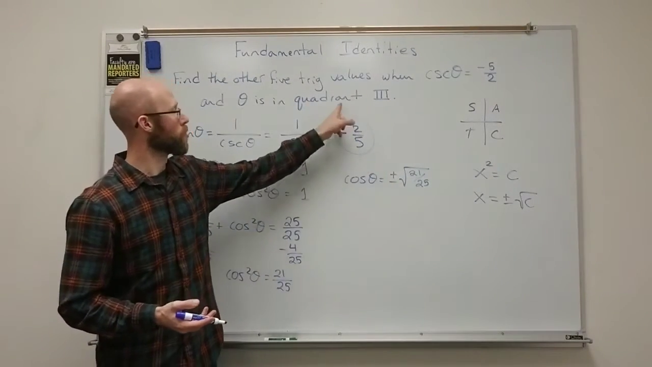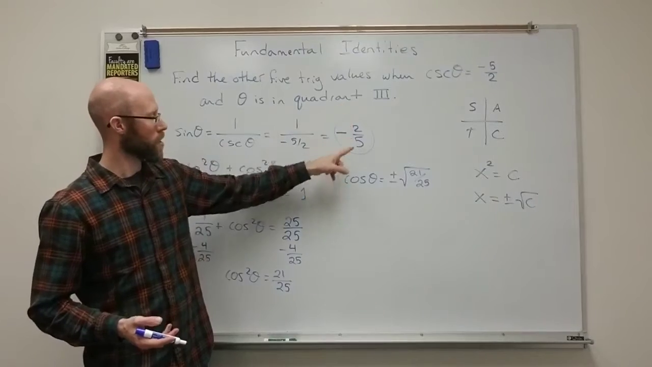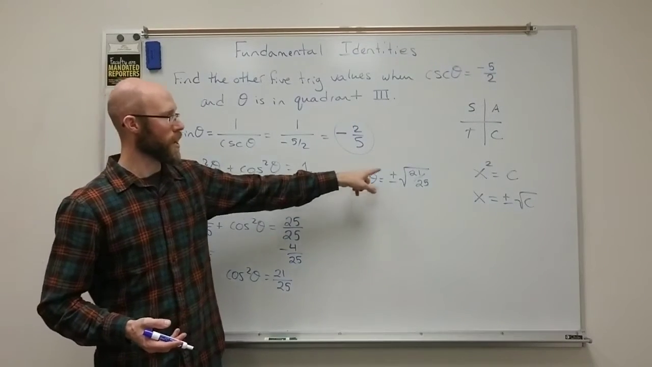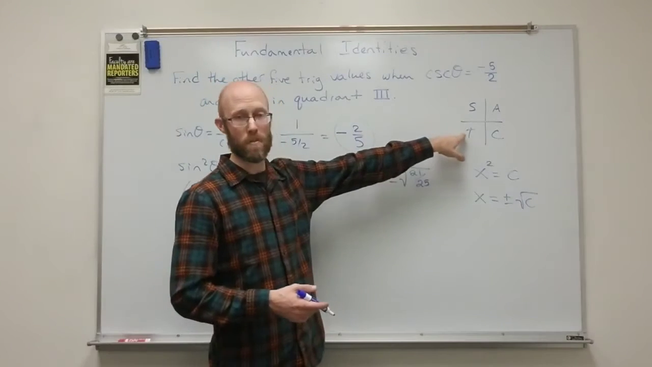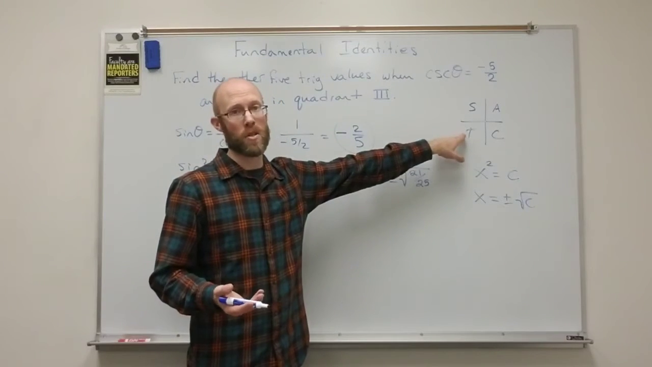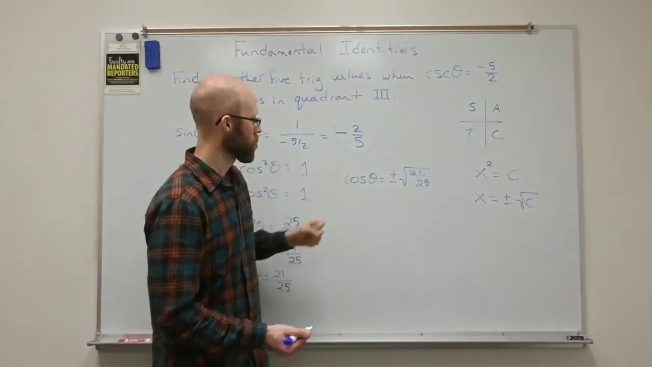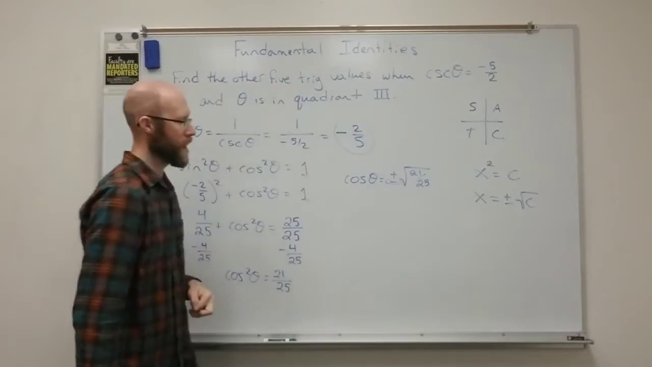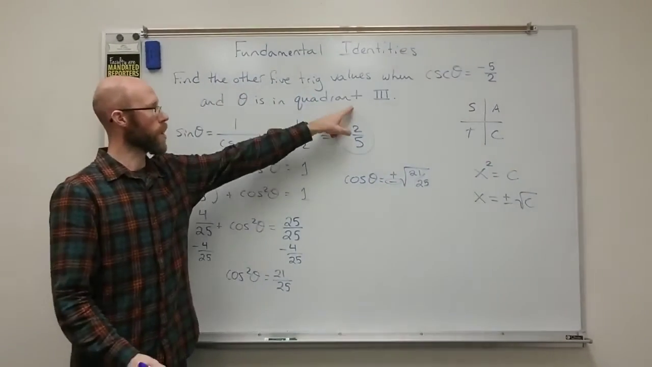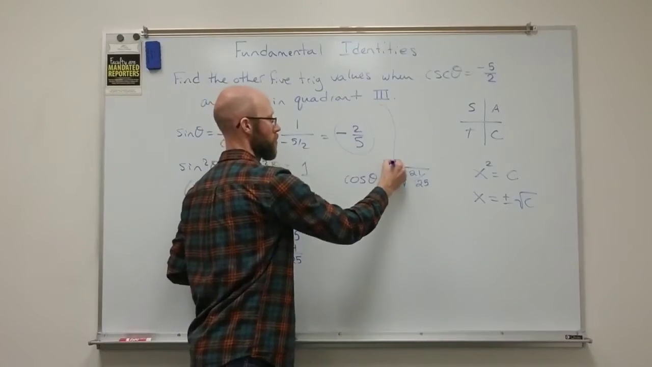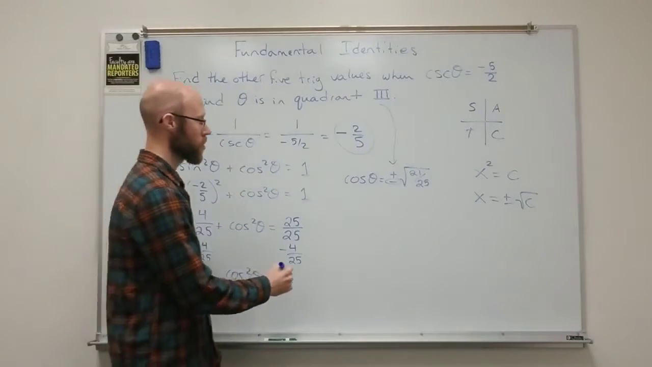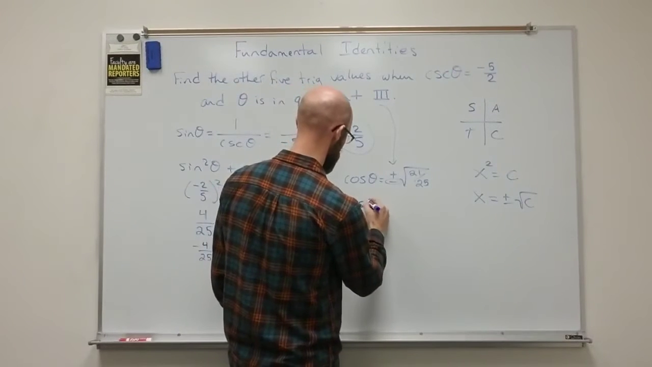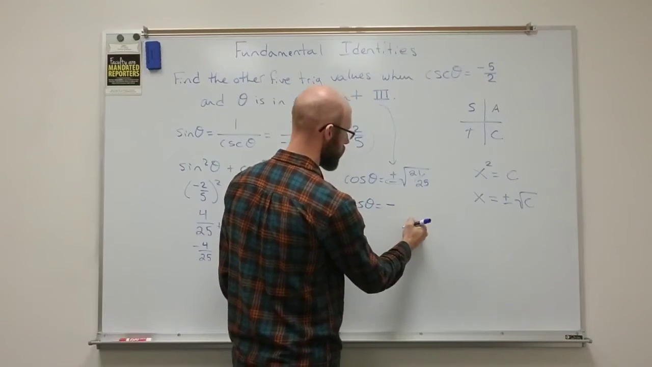However, we're looking in quadrant 3. Well, what is the sign of the cosine in quadrant 3? Well, tangent's positive, but the cosine then would be negative, right? So I'm going to focus in on that negative value because of the quadrant we're in, right? So quadrant 3 determines the sign that we're using there. So the cosine of theta is going to be the negative.